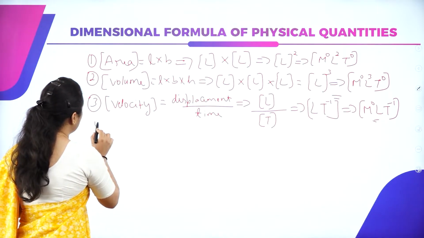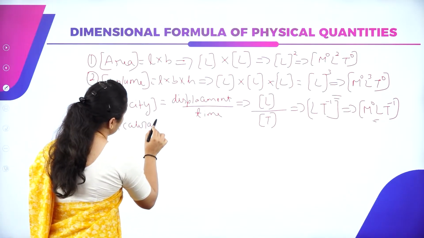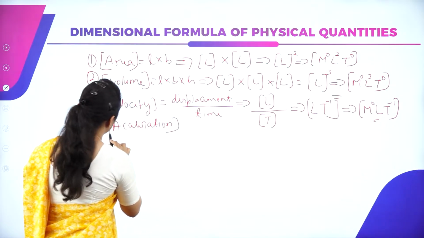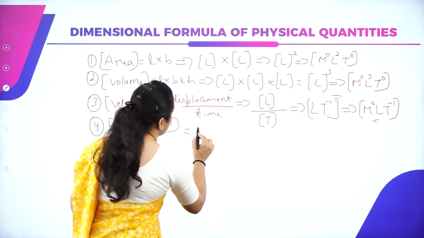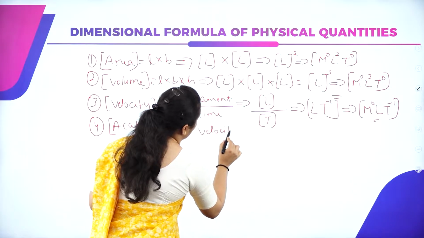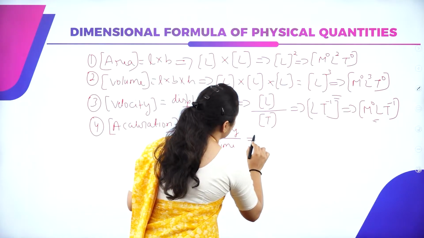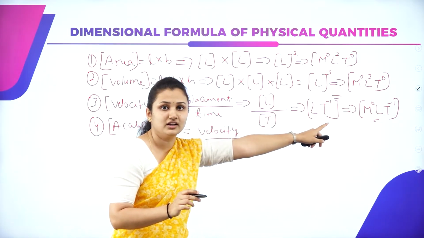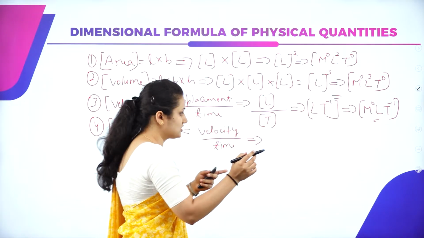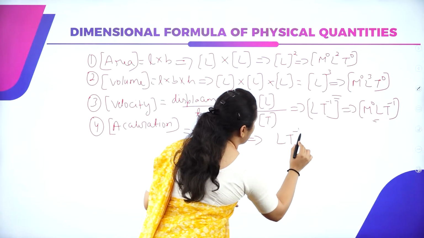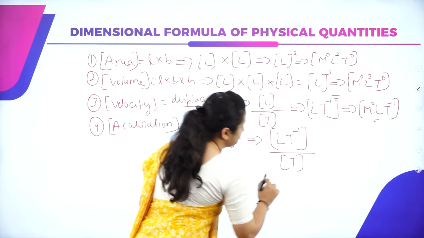Similarly, you have the fourth one. How do you calculate acceleration? What is the formula? Acceleration is change in velocity by time. You already know velocity: it is M to the power 0, L T to the power minus 1, or simply L T to the power minus 1. The square bracket is always important. It is divided by time, which is T.